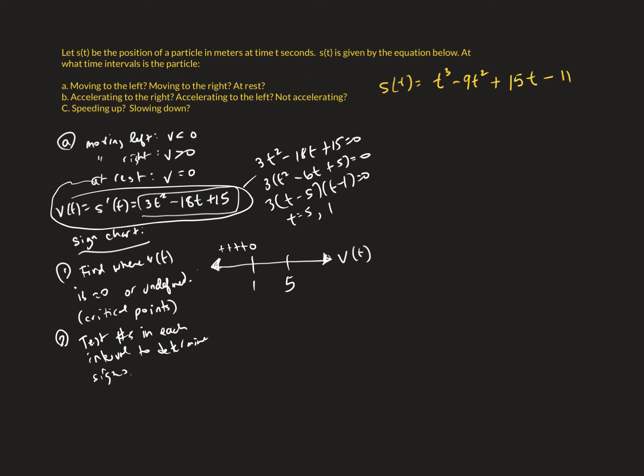If I plugged in a number in between 1 and 5, say 2, let's see, that would be 12 minus 36 plus 15. That's definitely a negative number. So everything in that interval is negative. It's 0 at 5. And then a number bigger than 5 would also be a positive number.